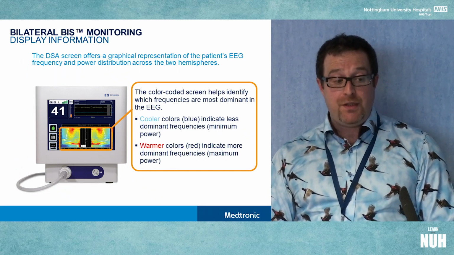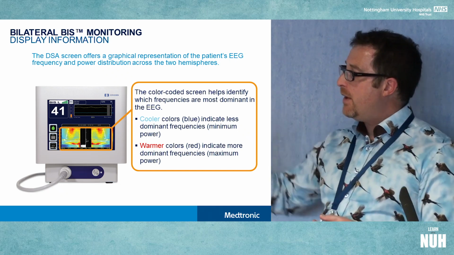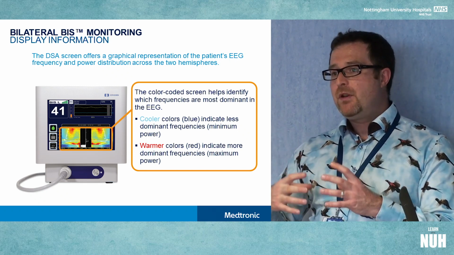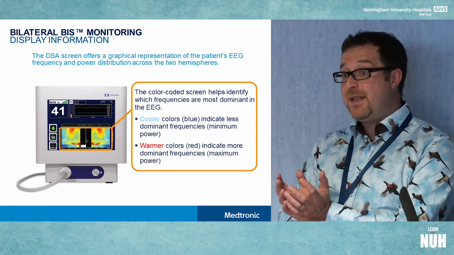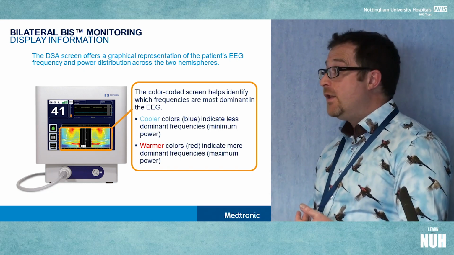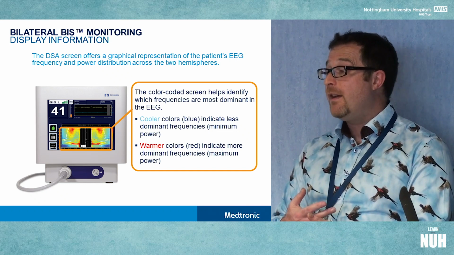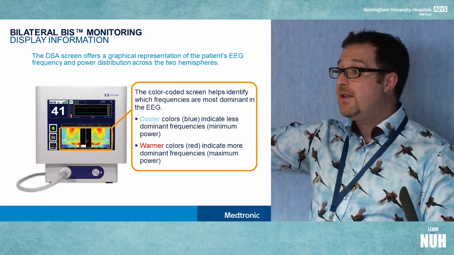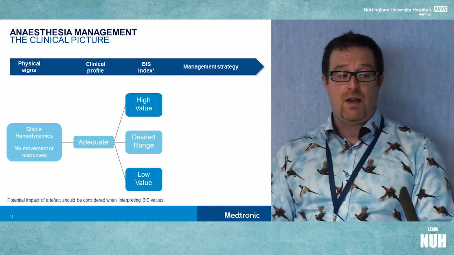Bilateral BIS is important to mention because what we're able to do when we're thinking about BIS as a cortical function monitor is to analyse the left and the right sides of the brain independently. So normally BIS will correlate left and right within a few points of each other. However, if there's more than a 15% difference, it can give us a clinical indication that something's happening to the patient clinically. So it could be hypoperfusion, it could be seizure activity in one hemisphere, it could be some other compounding factors. But where you see a white asymmetry in the centre of that DSA view, it tells us that there could be something happening where BIS is diverging from left to right.